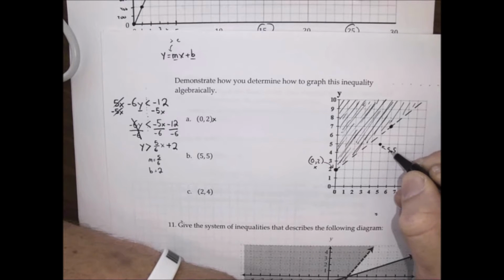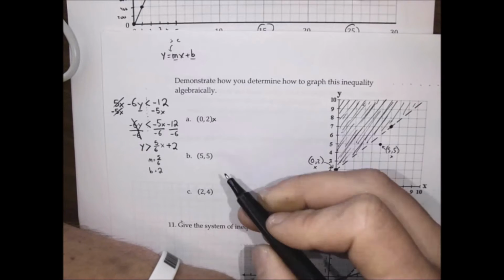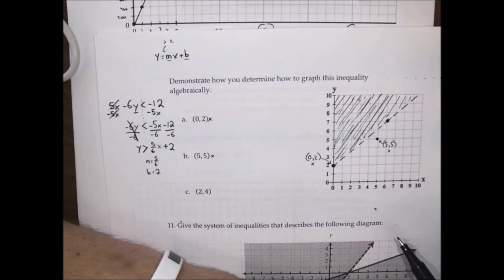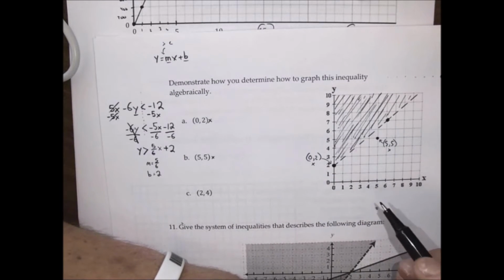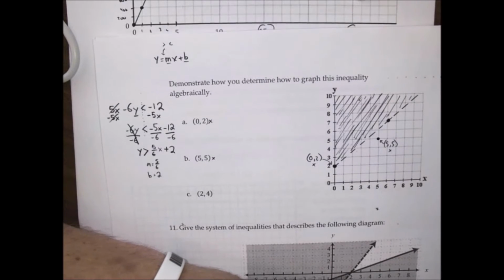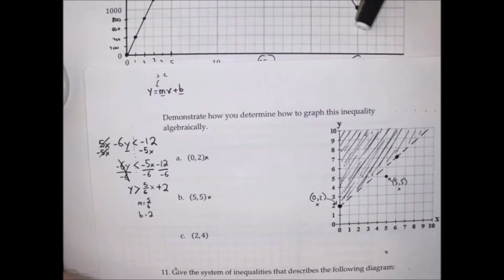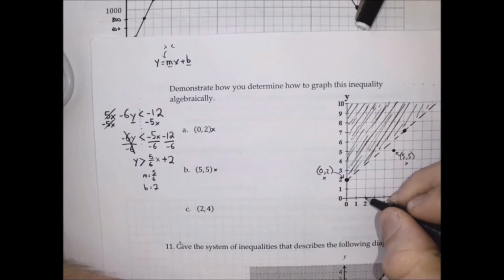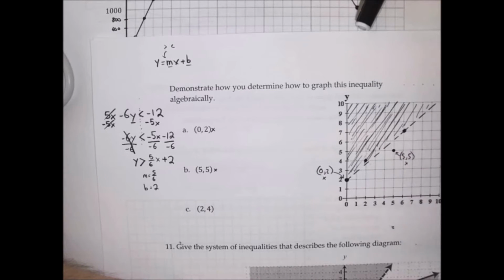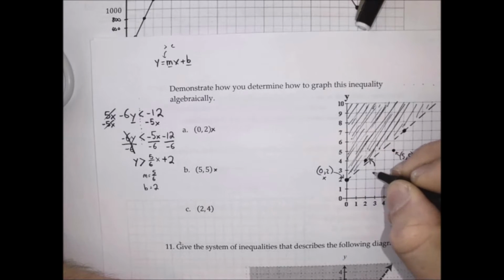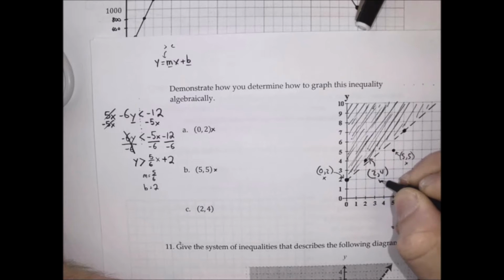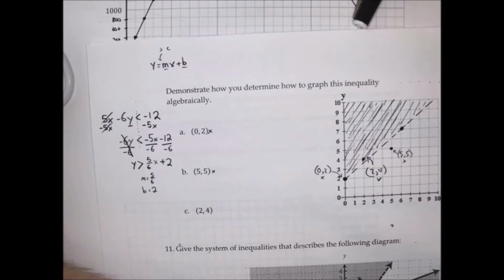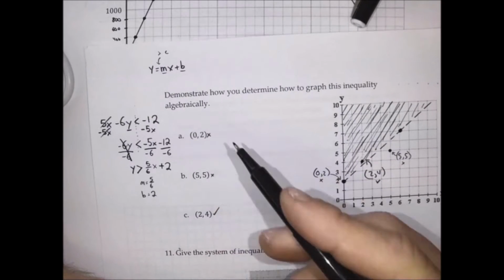So 5, 5 is also not a solution because it is not in this area that represents solutions to this equation. It does not give us truth. And we're going to see what we mean when we say it doesn't give us truth in a second. And lastly, we look at the point 2, 4, which means 2 in the x direction and 4 in the y direction. And the point 2, 4 is a solution. It is in the region that represents possible solutions. So let's take a look at what we mean when we say that. So we're also going to confirm this algebraically.